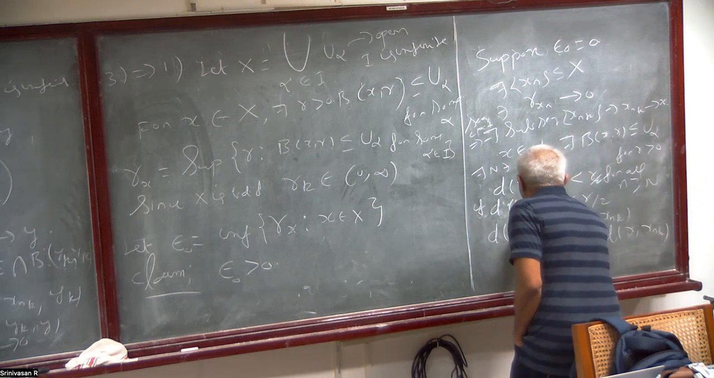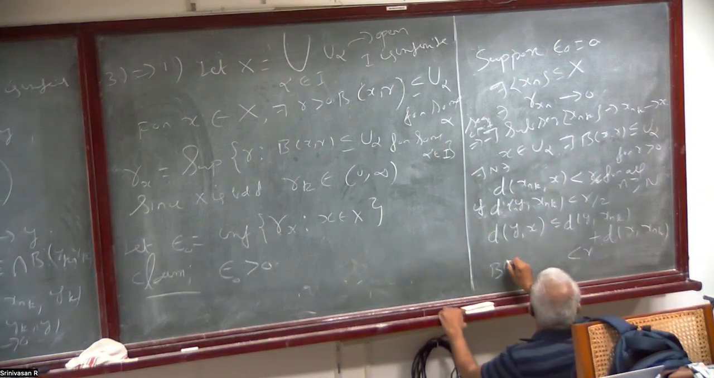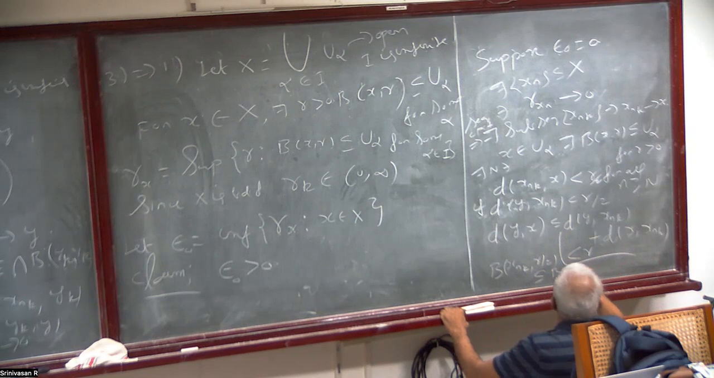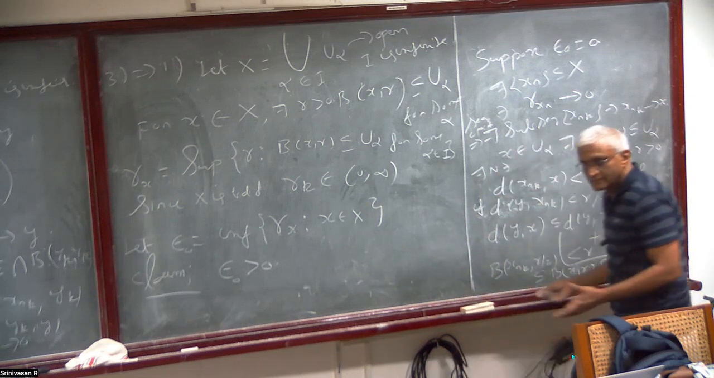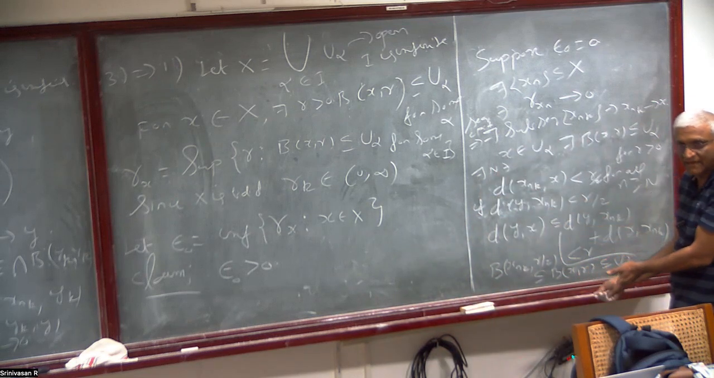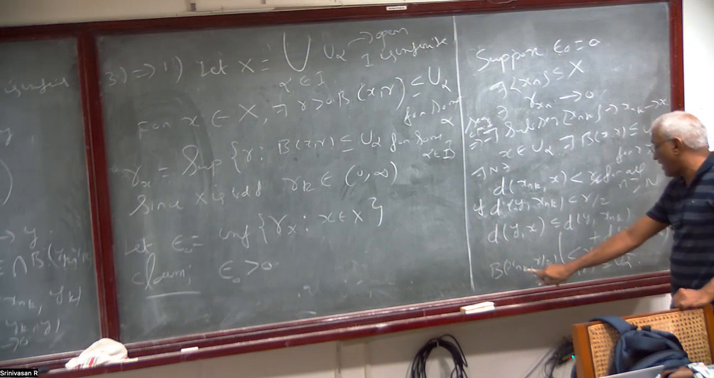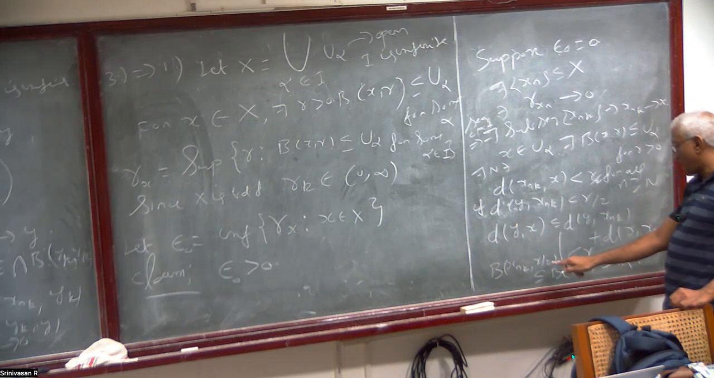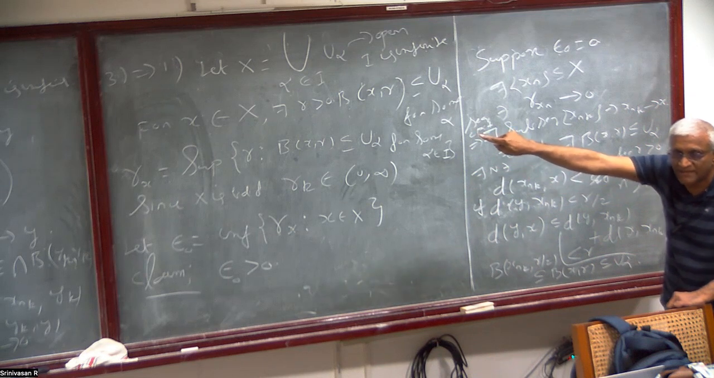So this implies B(x_k, r/2) is contained in B(x, r), which is contained in U_alpha. That's what I will just write as another way of writing it. But this will imply r of this x_k is greater than this r/2. That's the definition of R, right? Which is the supremum of all these things.